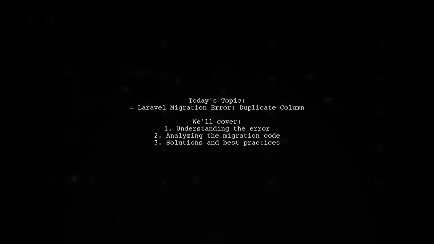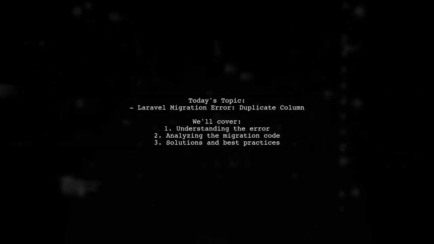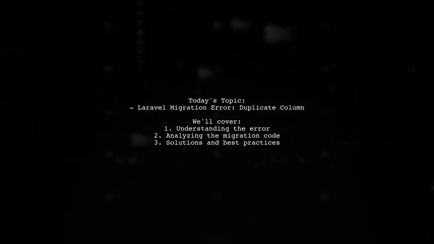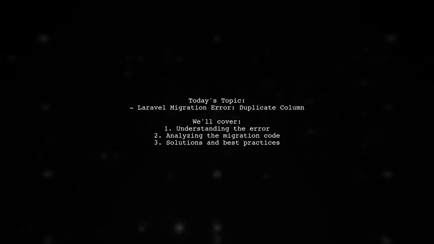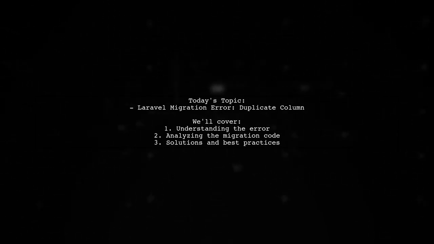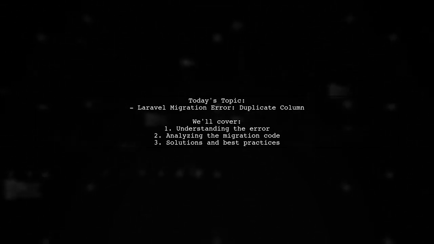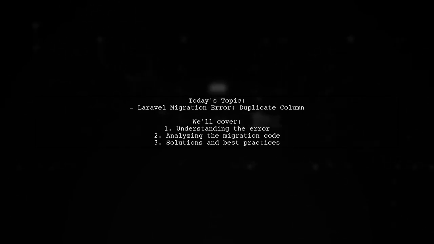Today, we're addressing a frustrating issue that many developers encounter. Our viewer is running Laravel version 5.4.22 and has run into a problem while trying to roll back a migration. The error message states that there's a duplicate column name, specifically isAdmin. Let's break down the situation and find out how to resolve this.